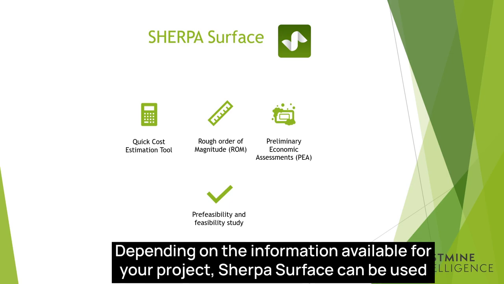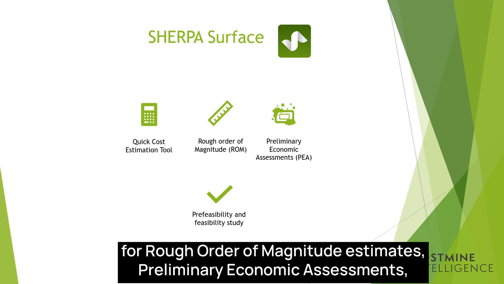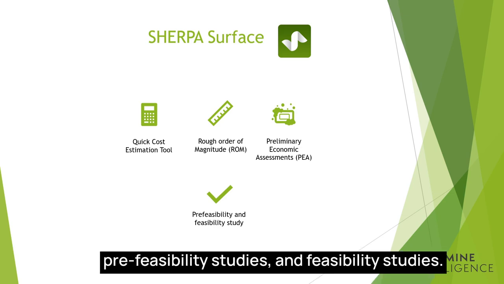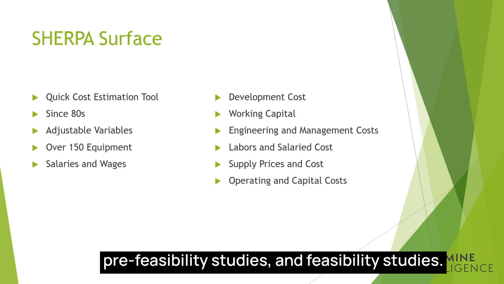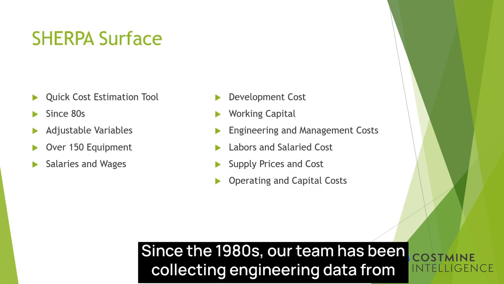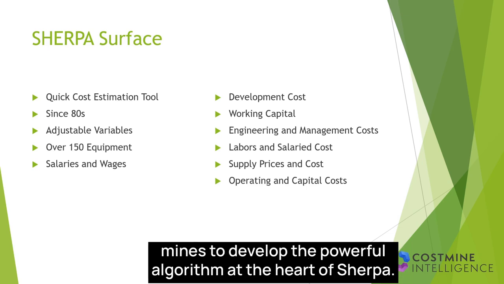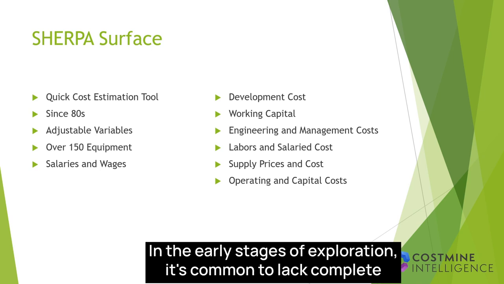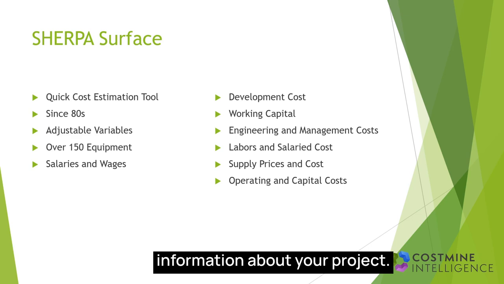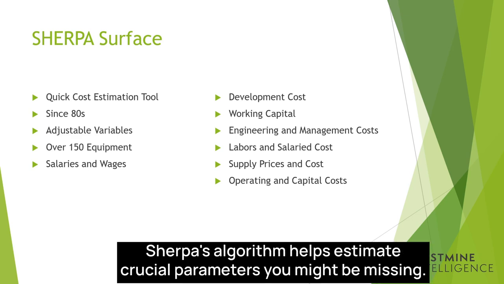Depending on the information available for your project, SHERPA Surface can be used for rough order of magnitude estimates, preliminary economic assessments, pre-feasibility studies, and feasibility studies. Since the 1980s, our team has been collecting engineering data from mines to develop the powerful algorithm at the heart of SHERPA. In the early stages of exploration, it's common to lack complete information about your project. SHERPA's algorithm helps estimate crucial parameters you might be missing.